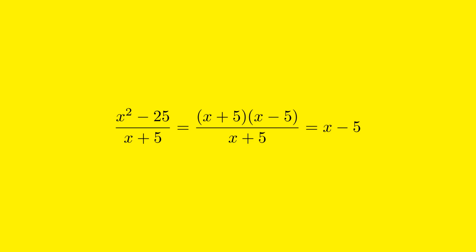When we cancel out x plus 5 from both the numerator and the denominator, we are left with just x minus 5 in the numerator and 1 in the denominator, since anything divided by itself is 1. Thus, the simplified form of the expression is x minus 5. This is the final step, and the rational expression x squared minus 25 over x plus 5 in its lowest terms is x minus 5.